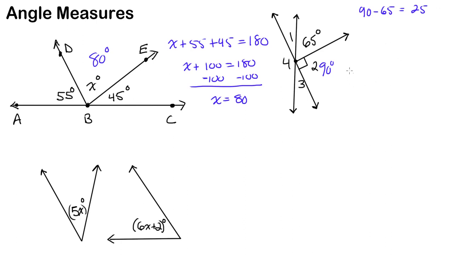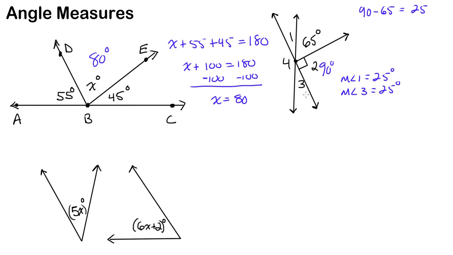So let me write that right here. The measure of angle 1 is 25 degrees. Well, if I know what the measure of angle 1 is, I know what the measure of angle 3 is, because angle 1 and angle 3 are vertical angles. So if the measure of angle 1 is 25 degrees, then the measure of angle 3 is also 25 degrees.